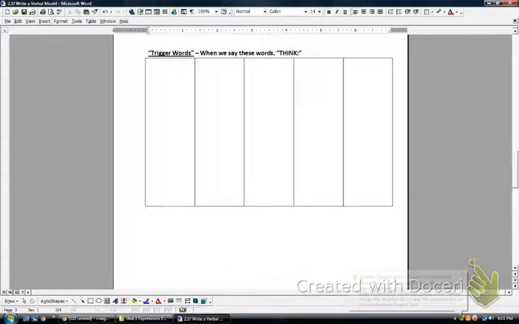Okay, we are going to define what I call trigger words, and by trigger words, when somebody says these words, we think a certain operation. So our operations that we're going to talk about are adding, subtracting, multiplication, division, and equal.